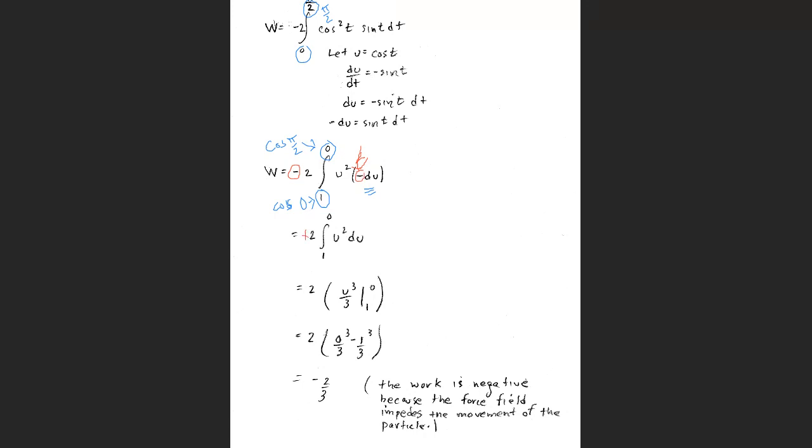And look, let's just work with the limits as they are. Put them in, and we get negative 2/3. So our work is equal to negative 2/3. And it makes sense that the work's negative because the force field impedes the movement of the particle. Please let me know if you have any questions.